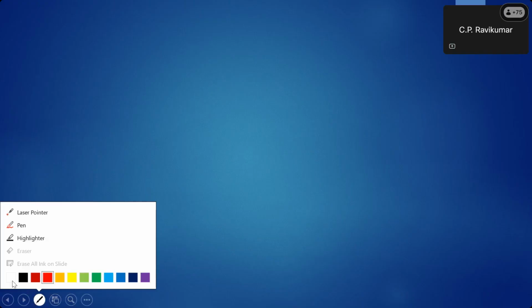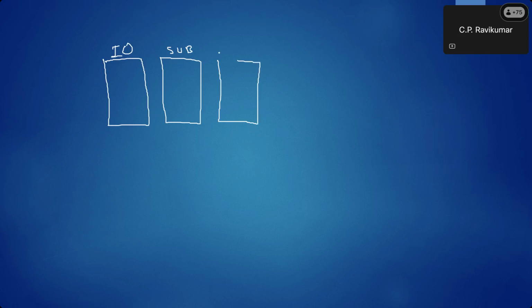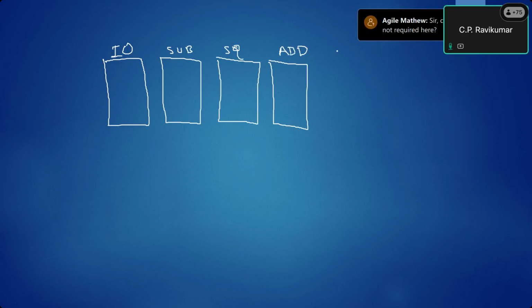So we have created 5 processes. Okay. The first process is the input output process. The second one is the subtractor. The third one is the squarer. The fourth one is the adder. And the last one is the square root.